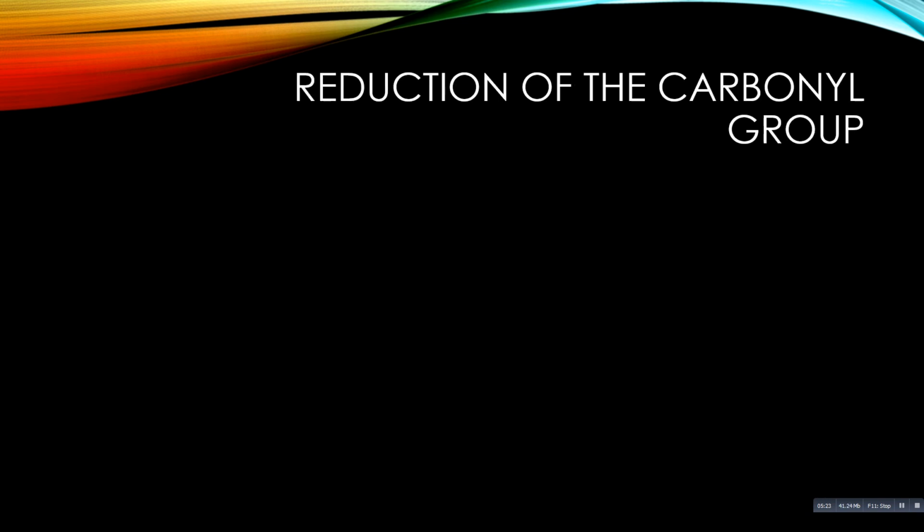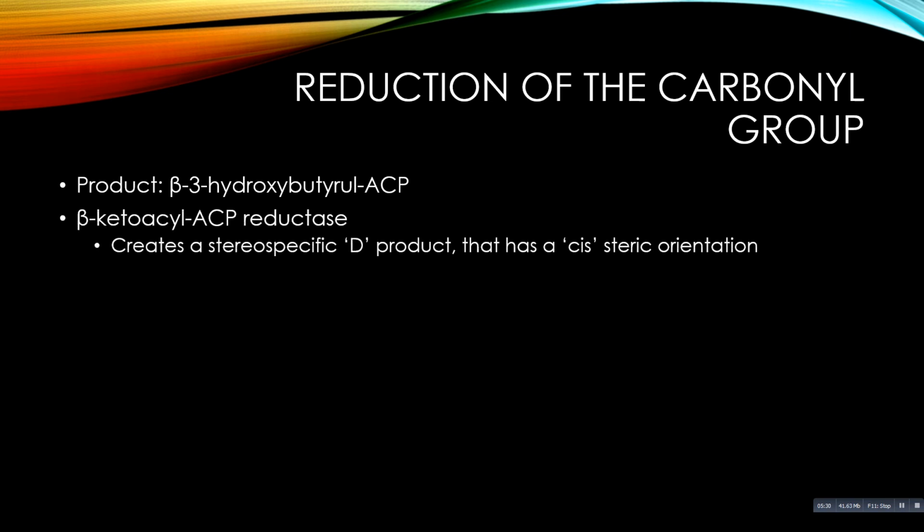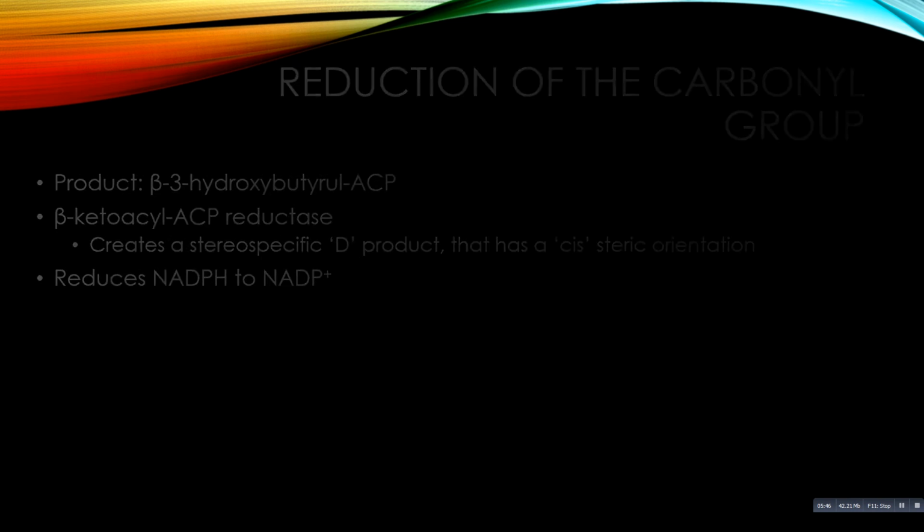Alright, the first reduction we're going to talk about is the reduction of the carbonyl group, which produces a beta-hydroxybutyryl ACP. The enzyme that does this is beta-ketoacyl ACP reductase. This enzyme creates a stereospecific D product, and we're going to oxidize an NADPH to NADP+.